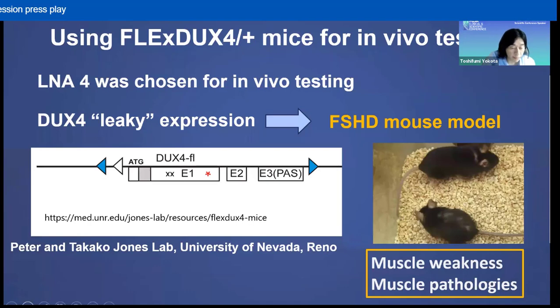We are also looking at the effect in a mouse model of FSHD. It's still ongoing in Dr. Ewen Chen's lab in Washington, D.C. We have an inducible mouse model, but because DUX4 is a very, very toxic gene, even without inducing DUX4, they have a very small amount of leaky expression, and it can efficiently induce FSHD muscular dystrophy. So it turned out to be a very good model. It was developed by Dr. Peter and Takako Jones' lab at the University of Nevada.